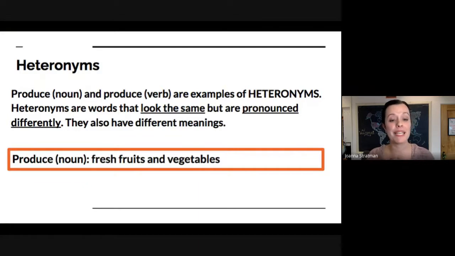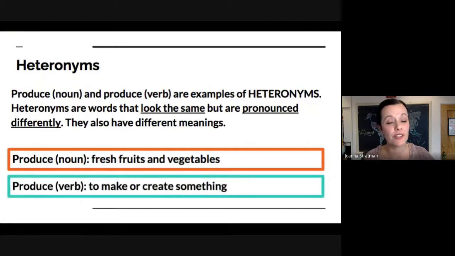Produce, the noun, means fresh fruits and vegetables. When you go to a grocery store like Smith's or Albertsons, if you look at the sign above the fresh fruits and vegetables, it usually says produce. However, the word produce, the verb, means to make or create something. So again, you can see these words look the same, but the pronunciation is different and the meanings, the definitions are different as well.